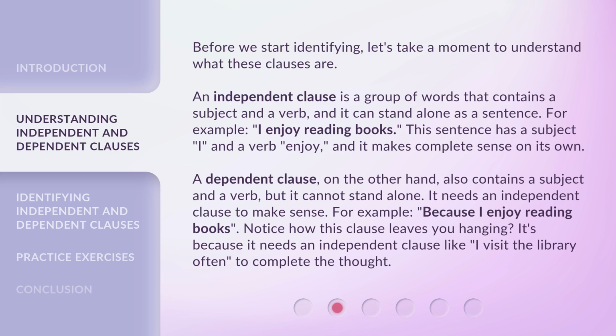A dependent clause, on the other hand, also contains a subject and a verb, but it cannot stand alone. It needs an independent clause to make sense. For example, because I enjoy reading books. Notice how this clause leaves you hanging? It's because it needs an independent clause like, I visit the library often, to complete the thought.